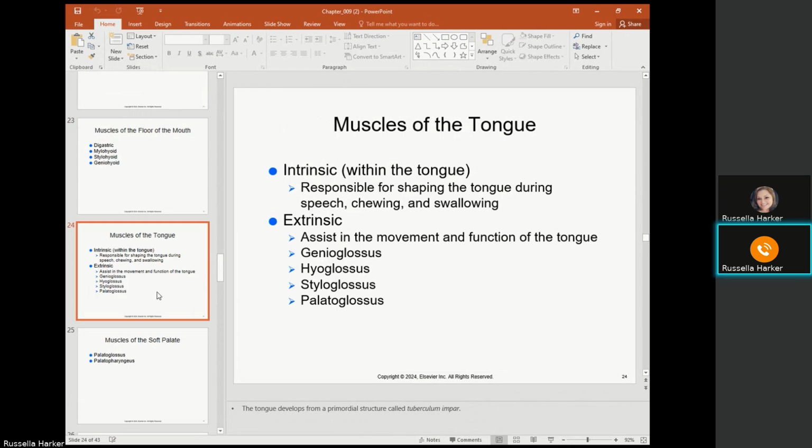All muscles of the tongue except the palatoglossus are innervated by the hypoglossal nerve. The palatoglossus muscle is discussed with the palate, and muscles of the tongue and the floor of the mouth are attached to the hyoid bone.